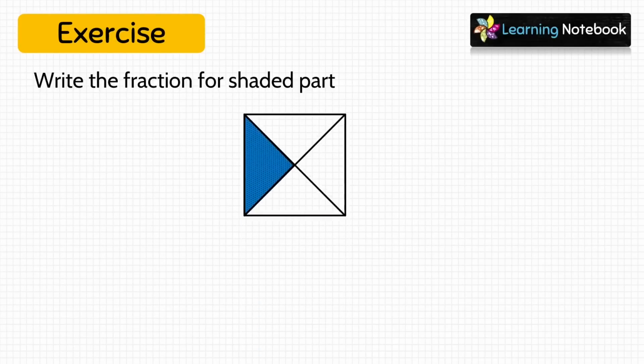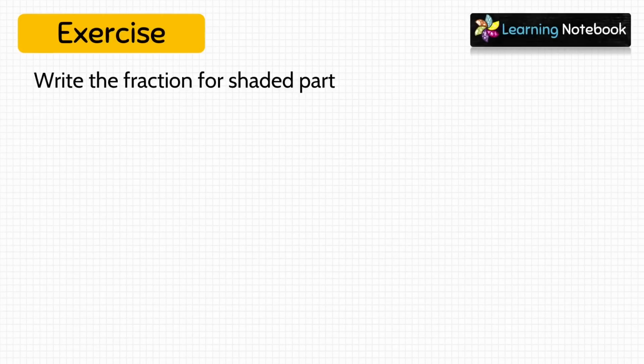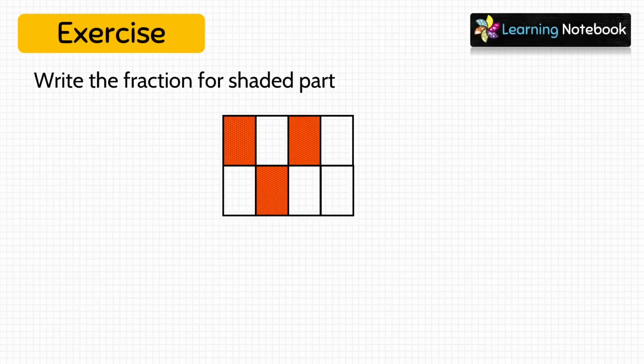Now let's do the fraction for the next figure. This figure is divided into 4 equal parts. And the shaded part is 1. So the fraction for the shaded part would be 1 by 4. Now let's see the next figure. It is divided into 8 equal parts and shaded parts are 3. So the fraction for shaded part is 3 by 8.